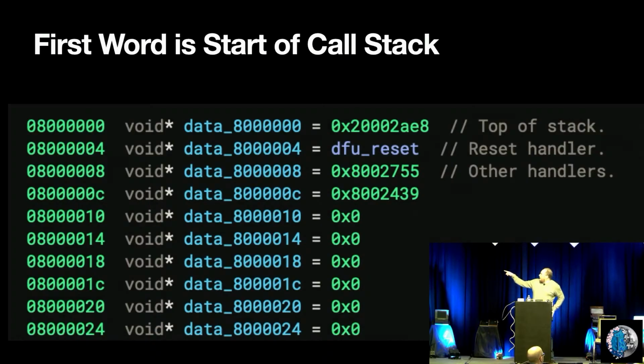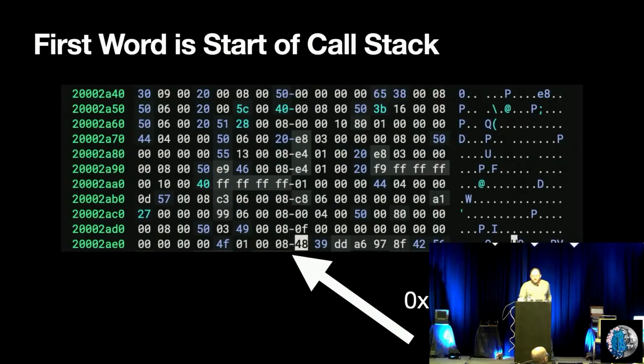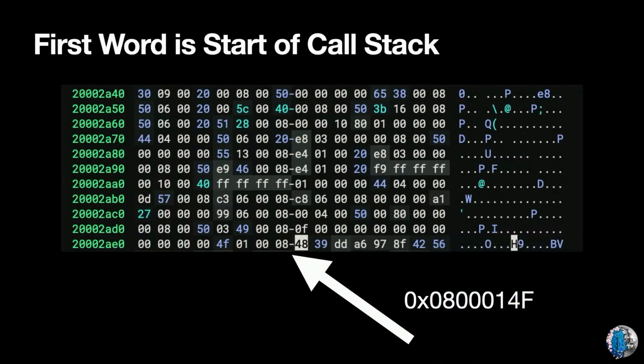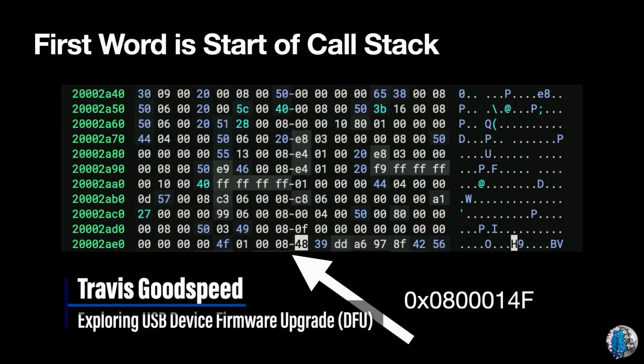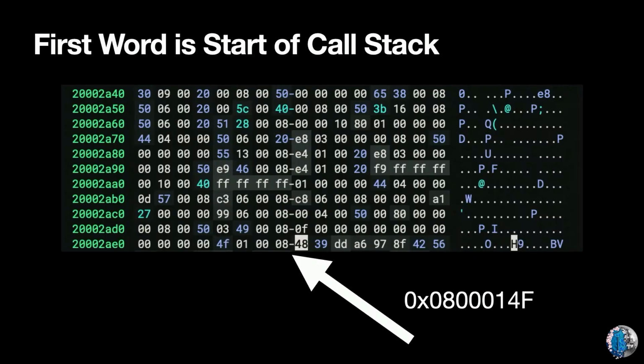So 2002AE8, that is the top of the stack. And if we look at that address, where that arrow is pointed to, you'll notice that every word that is lower than that point in memory, for quite a few of them, is either a null word or it is a function pointer. And those function pointers are to odd addresses, which is good because that means Thumb-2 code. And it's in flash memory, which is good because that's where our DFU implementation is on this device.